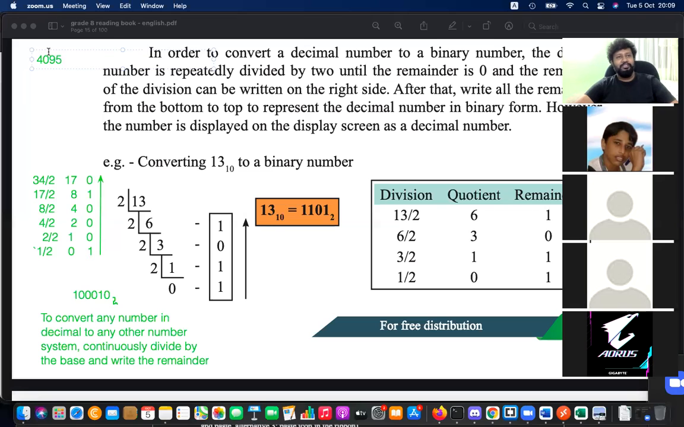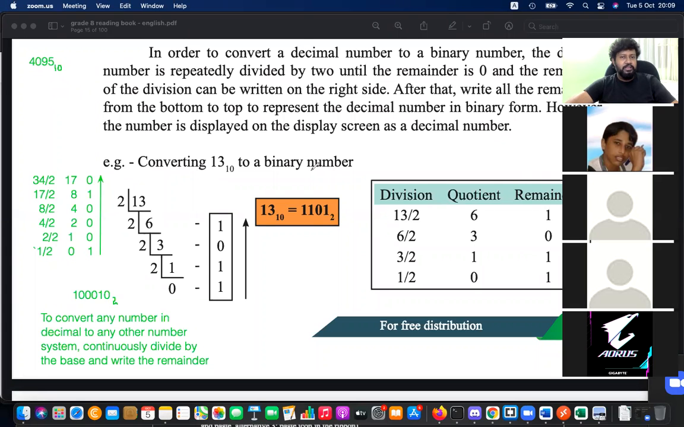4095. Purposely, I have given a bigger number. 4095 in decimal. 10 පාදේ 4095. Try කරන්න බලන්න මේක binary කරන්න. කොහොමද binary කරන්න? දිගටම දෙකෙන් බෙදලා ඉතිරිය ලියන්න. දිගටම දෙකෙන් බෙදුවා ඉතිරිය ලියුවා.